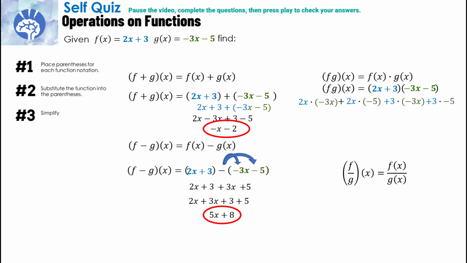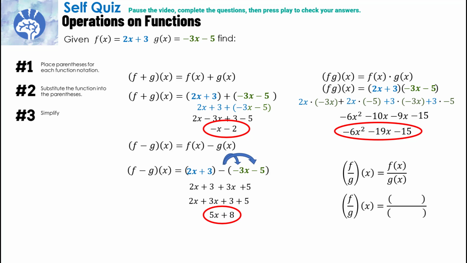Let's simplify. 2x times negative 3x is negative 6x squared. 2x times negative 5 is negative 10x. 3 times negative 3x is negative 9x. And 3 times negative 5 is negative 15. It's already in descending order, and our like terms are next to each other. So it's pretty easy now. Negative 6x squared, negative 10x minus 9x is negative 19x, and then minus 15. And that's our answer.